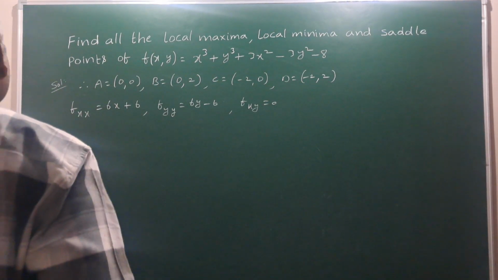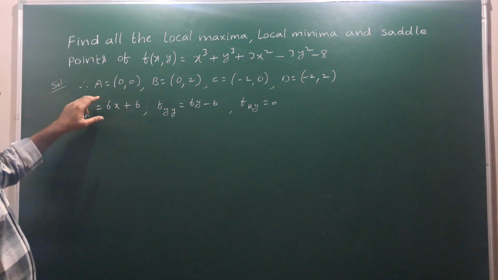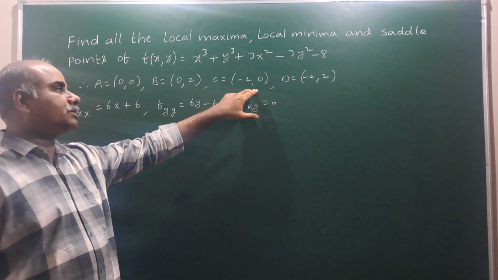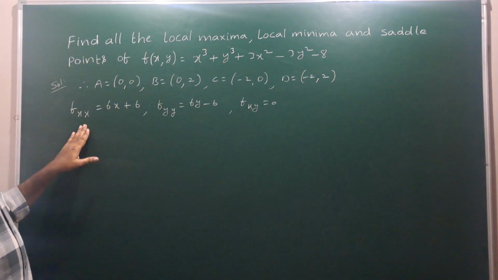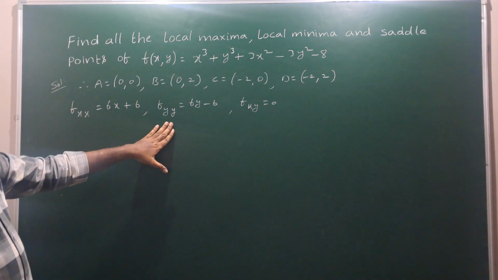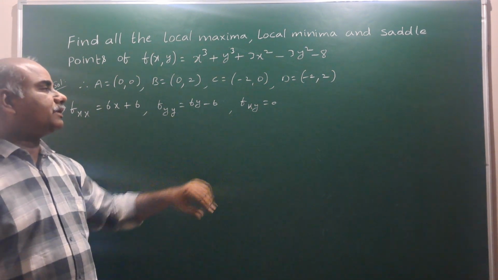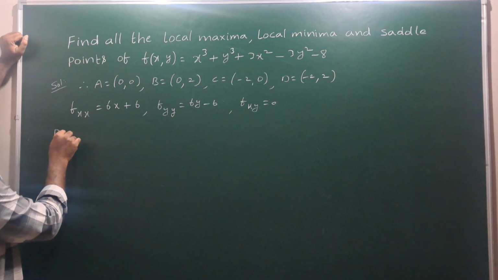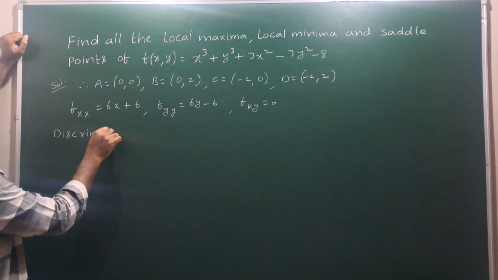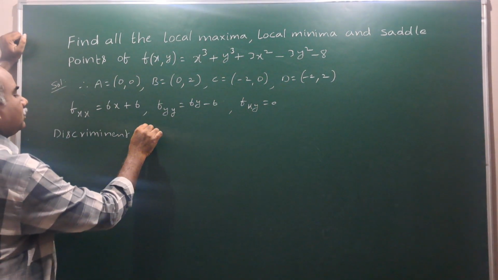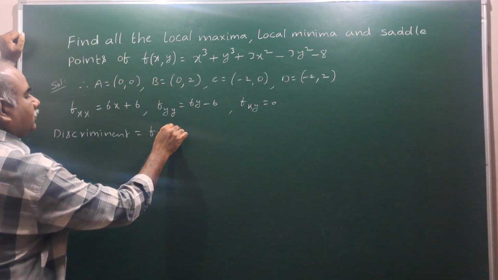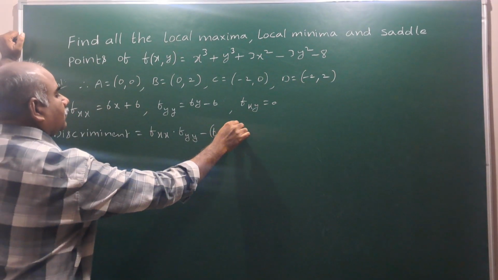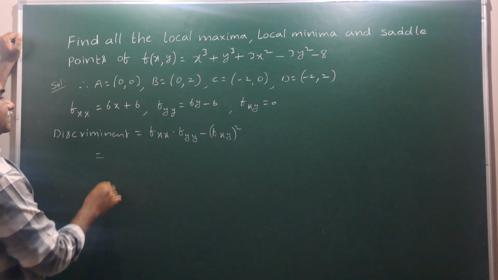Okay, continuation. So we have the information like this: a is equal to (0, 0), b is equal to (0, 2), c is equal to (-2, 0), d is equal to (-2, 2), fxx is equal to 6x + 6, fyy is 6y - 6, and fxy is equal to 0. Next we have to find the discriminant. The formula is fxx into fyy minus fxy whole square. So this is called the discriminant.